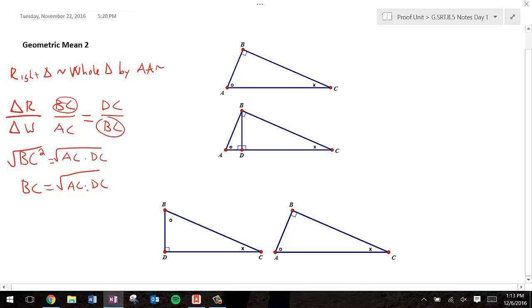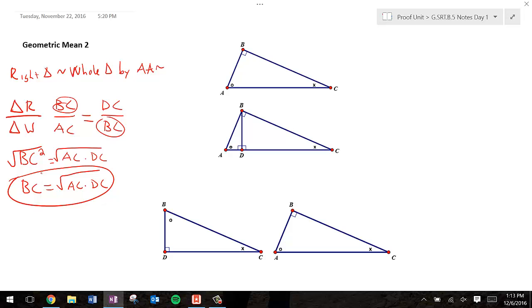Okay? And what makes this so great is we're going to use shortcuts here, just like the last one, when we're solving these problems. And you'll see how that works when we get into an example of this.